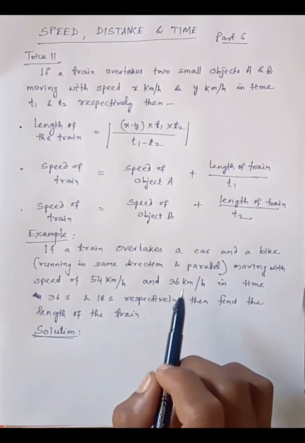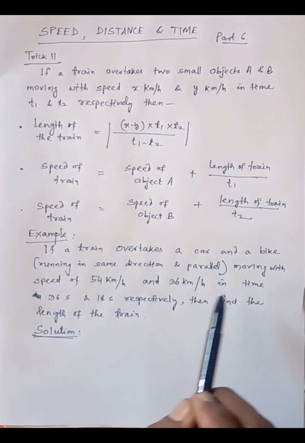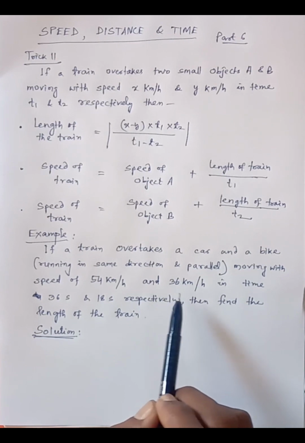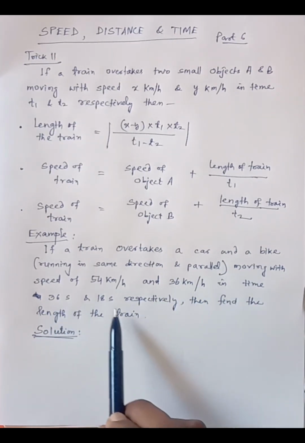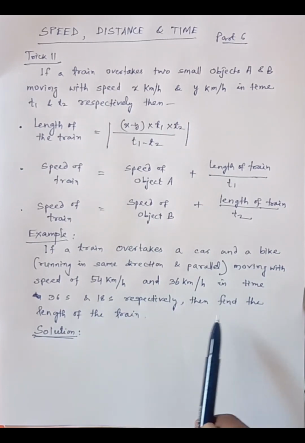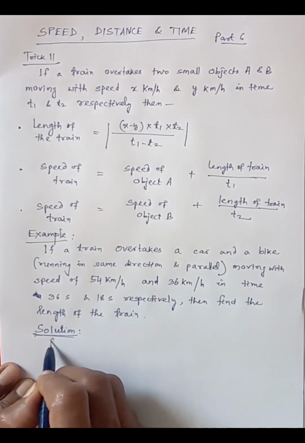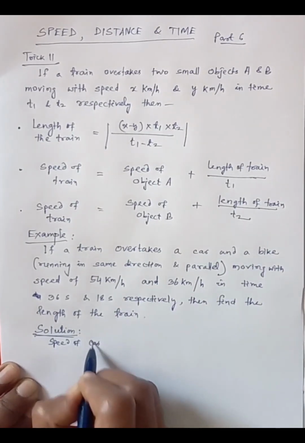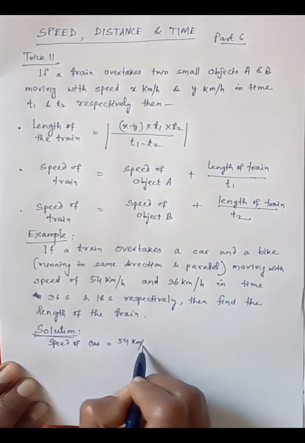Example: if a train overtakes a car and a bike running in the same direction and parallel, moving with speed of 54 km per hour and 36 km per hour in time 36 seconds and 18 seconds respectively, then find the length of the train. Solution: speed of the car is equal to 54 km per hour.